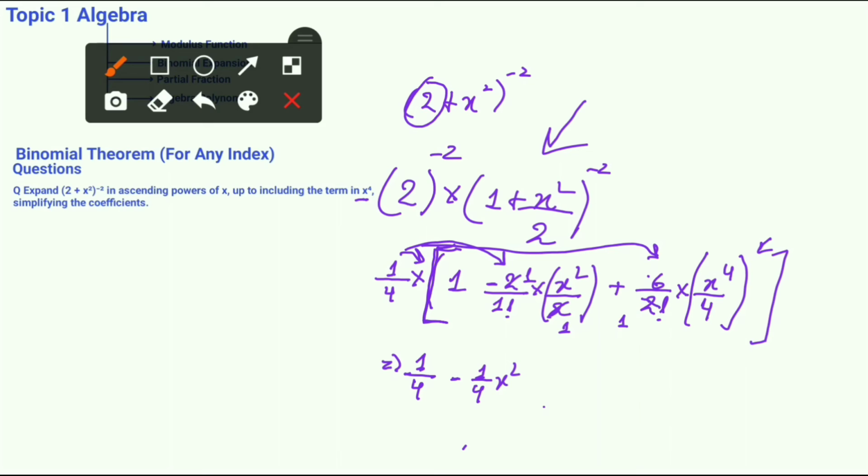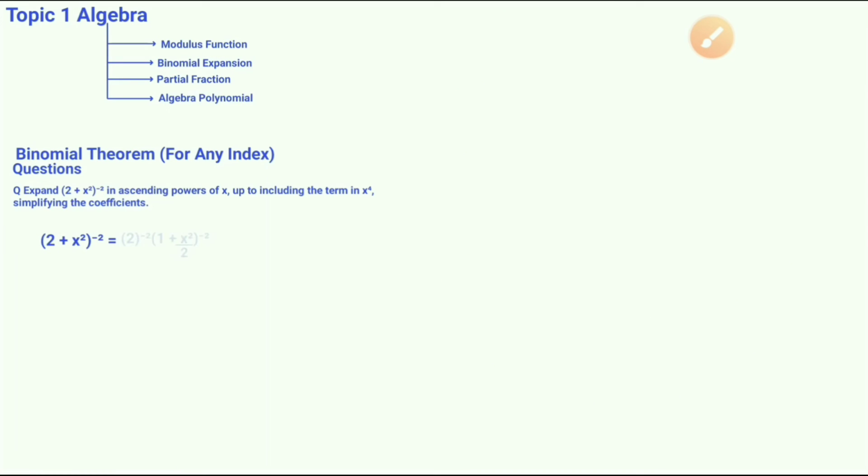Right here. Okay, let me see. 2 ones are 2, 2 threes are 6. Good. So it's going to be 3 upon 16, so x to the power 4, and this is the answer. Let's see this in here. Yep.